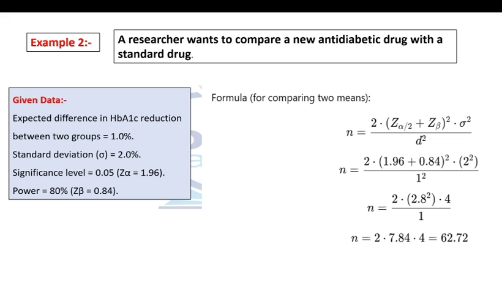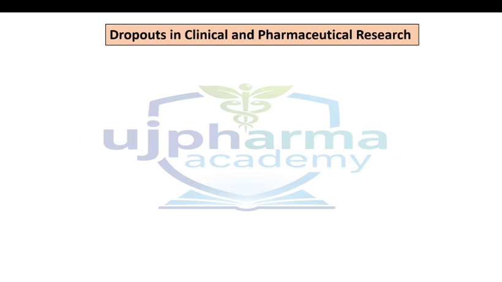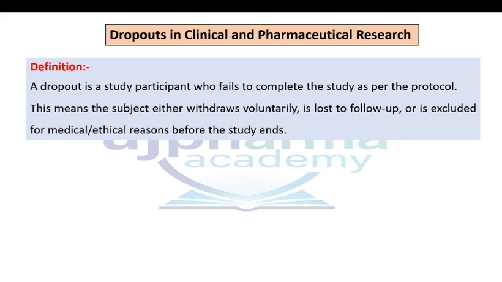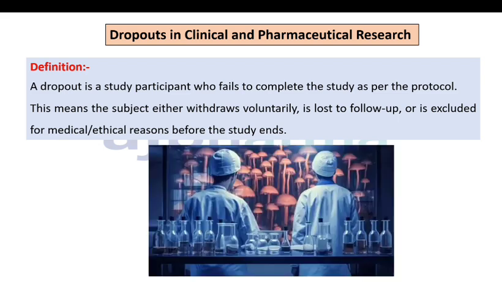Next, move towards the most important points: dropouts in clinical and pharmaceutical research. The definition: a dropout is a study participant who fails to complete the study as per the given protocol. This means the subject either withdraws voluntarily, is lost to follow-up, or is excluded for medical and ethical reasons before the study ends.